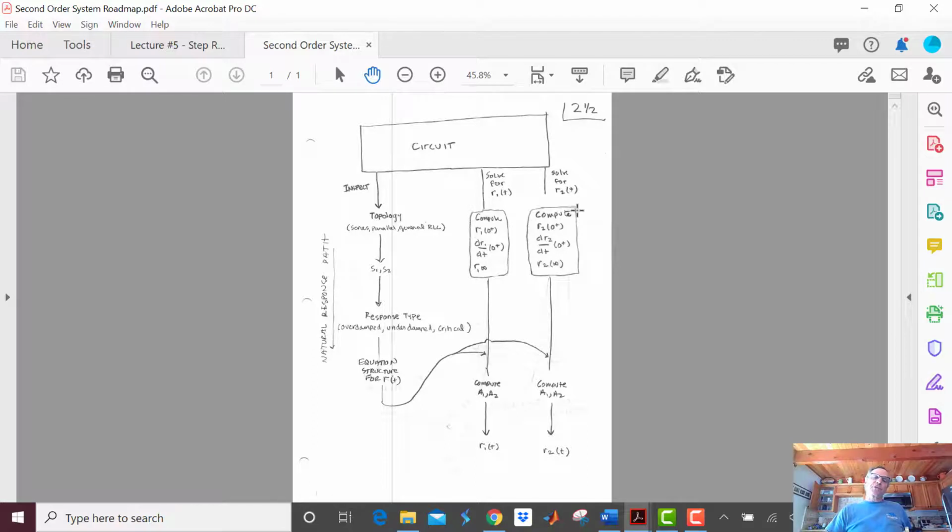So our strategy for this problem is first we're going to determine the response type, and that'll tell us the equations we need to use. And then we're going to get the initial conditions and final conditions for the two quantities that were asked for. So we're going to do the natural response path once, but then we're going to do the initial condition path twice.